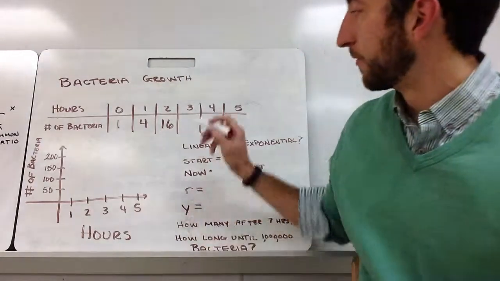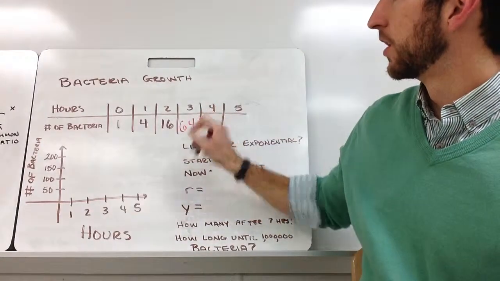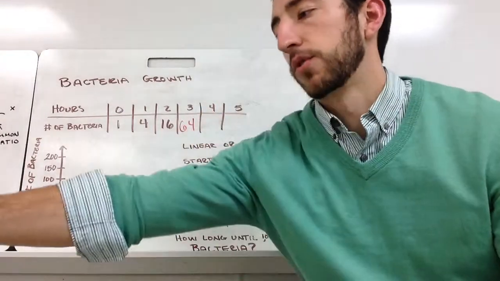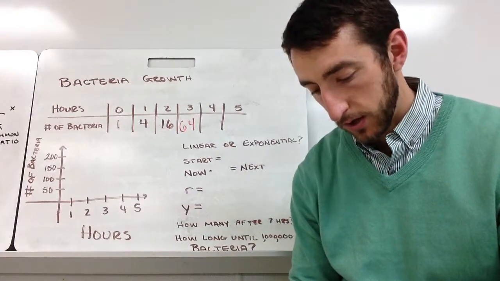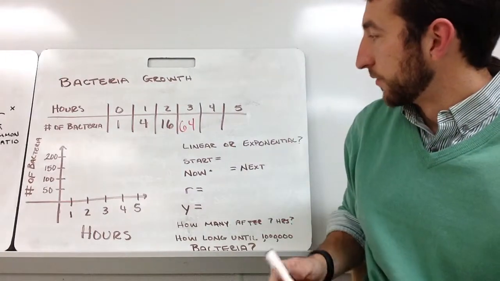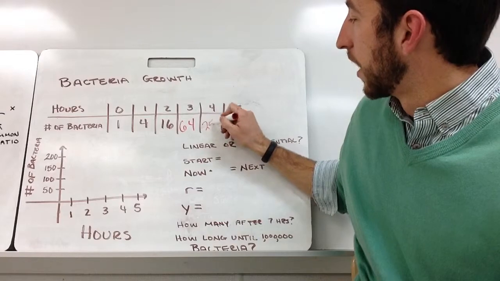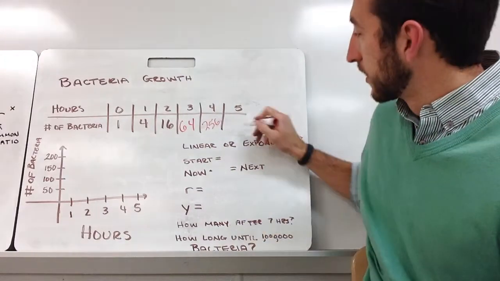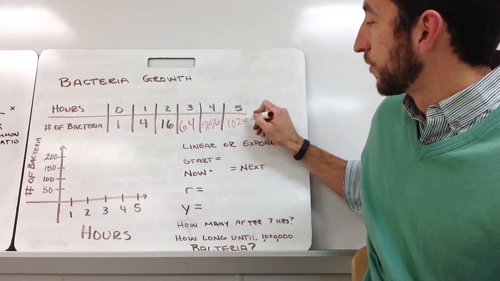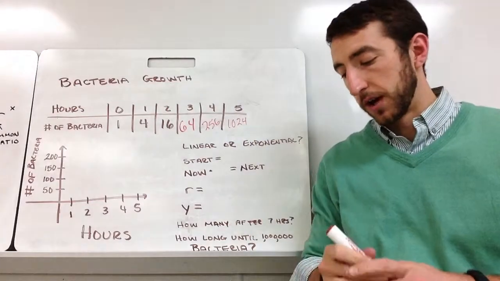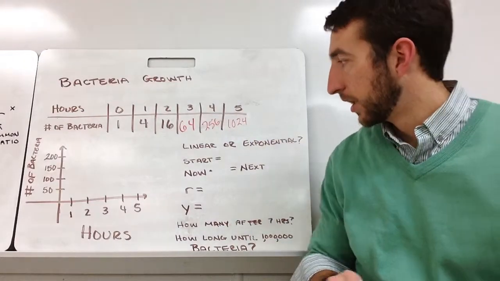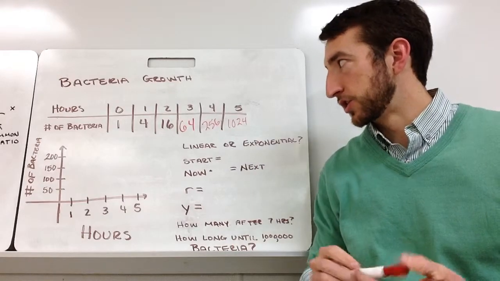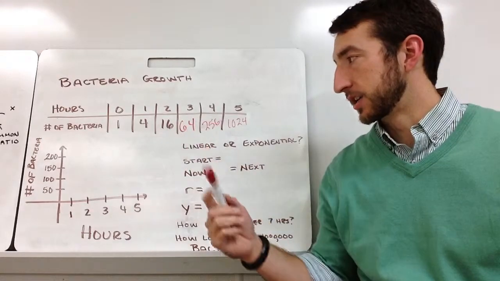If I keep multiplying by 4, I get 64. Then 64 times 4 gives me 256. And then 256 times 4 gives me 1024. So I know that my growth factor, or my common ratio, is 4. That's what I'm multiplying by each time.